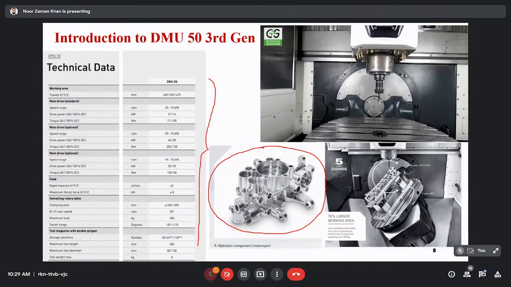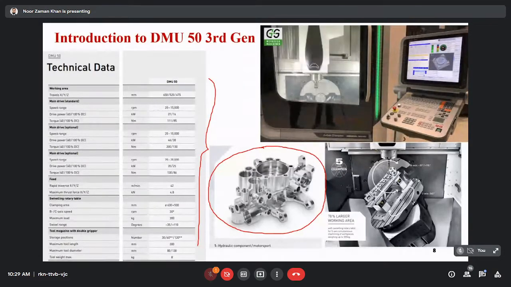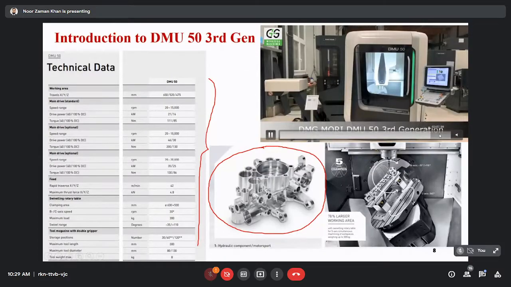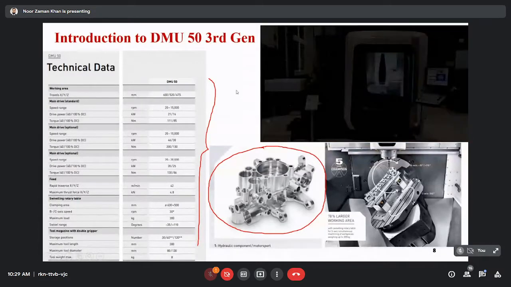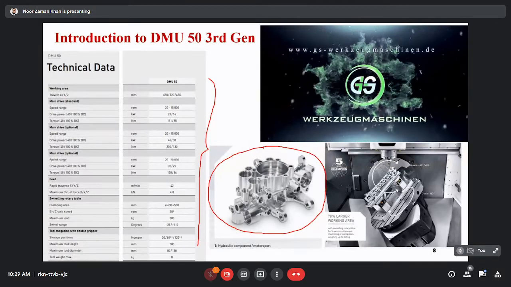which is also available in our workshop. So this is all about the basic or brief introduction to the DMG Mori machine, which is DMU 50 third generation.